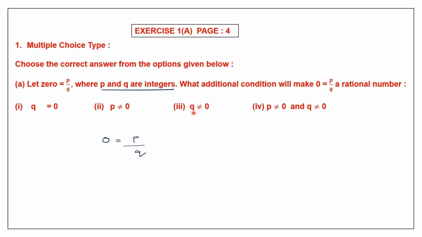So the next one is q is not equal to 0. This is the answer. This is the additional condition that is needed here, so that 0 is equal to p by q becomes a rational number. Q cannot be equal to 0. That is a very important condition when you define a rational number. It should be expressed in the form of a fraction, and the fraction's denominator should not be equal to 0. So this is our answer, option 3, q is not equal to 0.